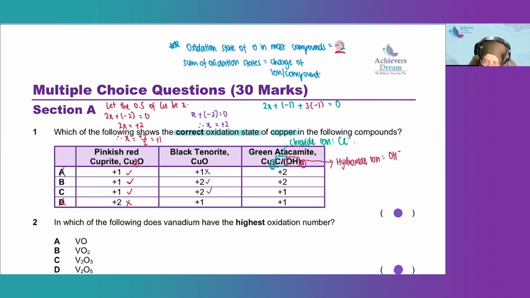Alright, so you just have to solve for x. So 2x plus -1, plus 3 times -1 which is -3, equals 0. So 2x is equal to plus 4. Hence, when you divide it by 2, plus 4 divided by 2, you will get plus 2. So this means that the answer for question 1 is option B.